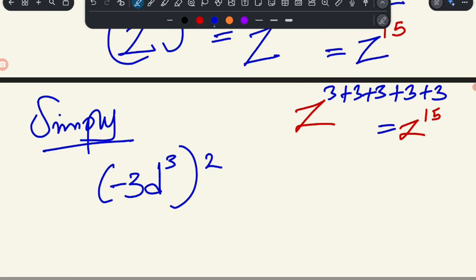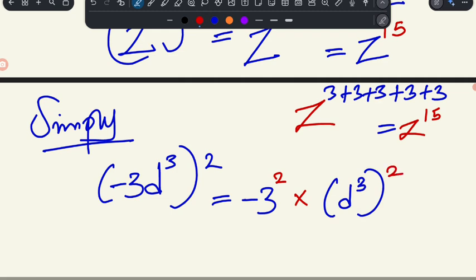Now this bracket is telling you that it affects both, the minus 3 and the d raised to power 3, all squared. You are able to see that because of the minus, the minus surely affects the 2. So you can even put a bracket here.